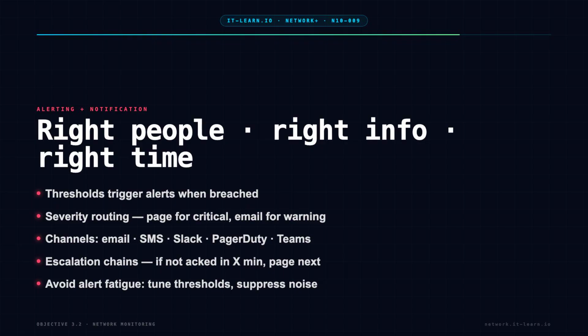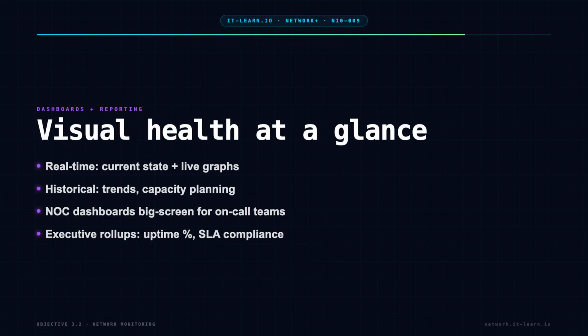Dashboards and reporting provide visual representations of network health and performance. Real-time dashboards show current network status at a glance. Historical reports help identify trends and support capacity planning decisions. Executive dashboards provide high-level summaries for management.